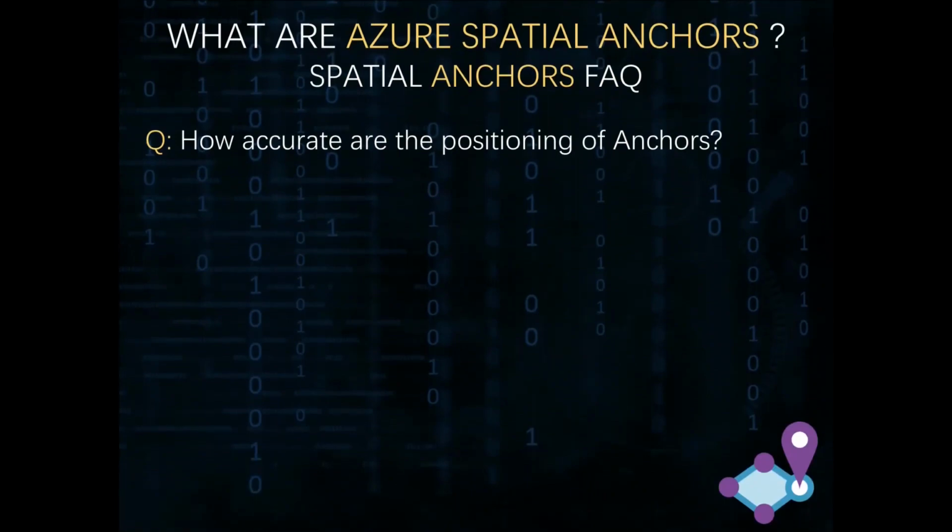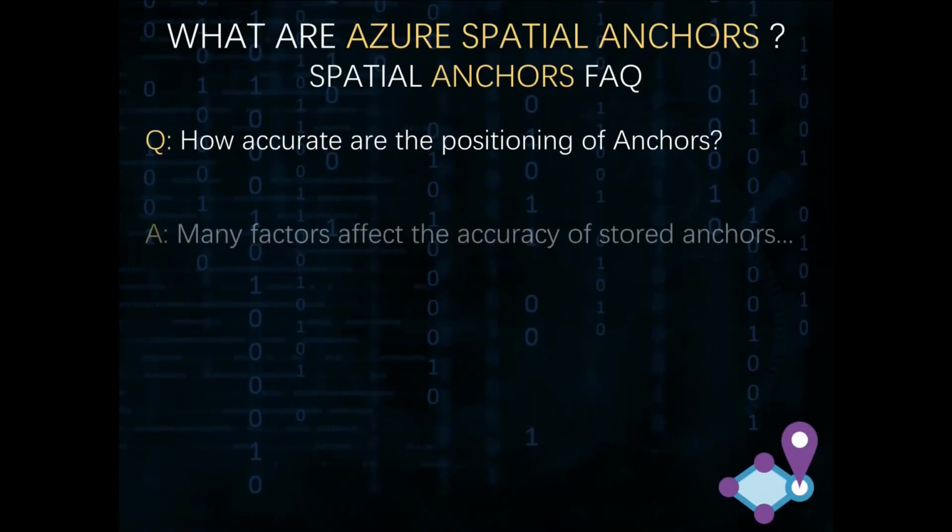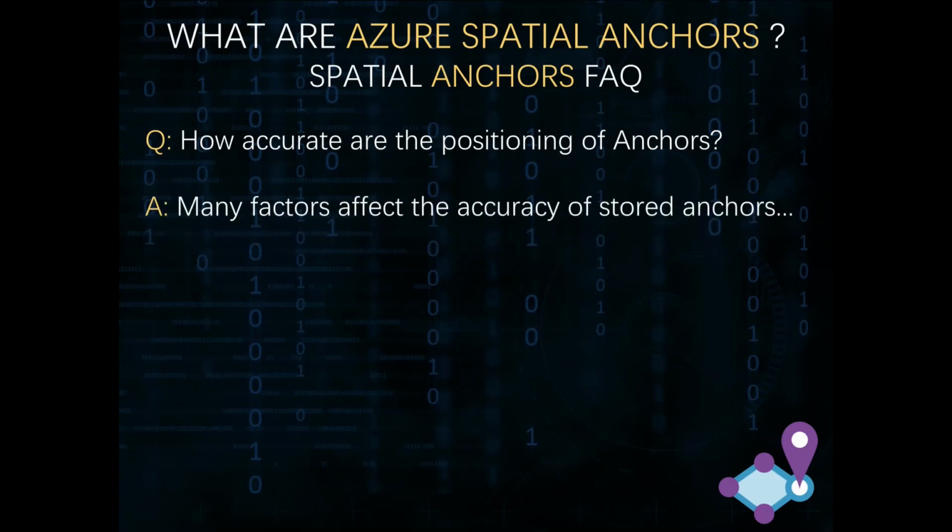How accurate is the positioning of the anchors? Many factors affect the accuracy of the stored anchors. Lighting conditions, you'll note that. If you record an anchor in a completely different lighted scenario, it may not recognize it because the hash of those individual points may be reading a different reflectivity, and so on. I've had pretty good luck in most lighting getting the same spatial anchors, but if it's really dark, it's going to be really hard for it to define.